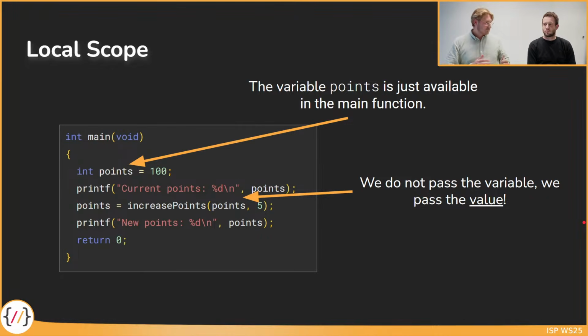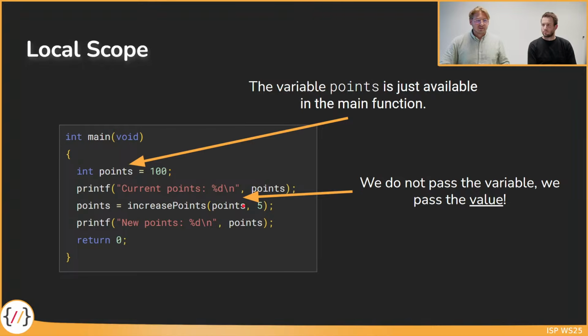And as you have already mentioned before, if we now pass the variable to a function, we do not really pass the variable, but we do pass the value of this variable to the function. So what is passed to increase points is not this variable itself, but we only pass the value 100 as the first argument to this function here. So there's a huge difference between passing only the value and passing points, which we'll take a look at in 2 weeks.